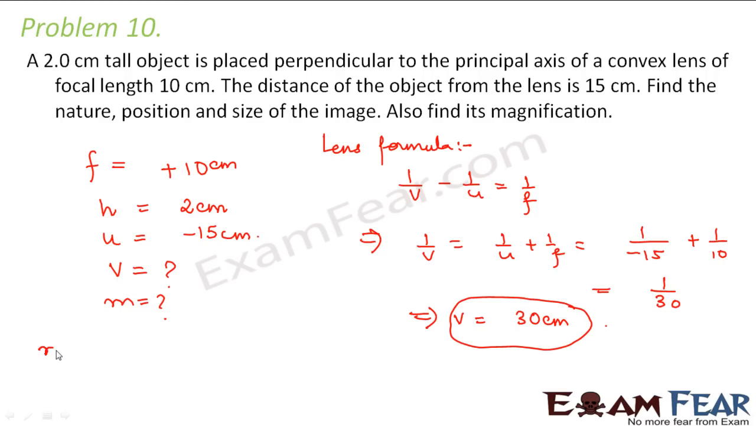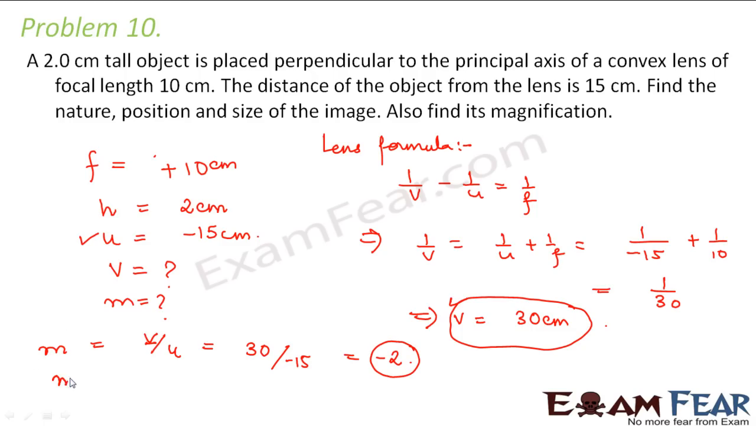So now we have to calculate magnification, and we know that magnification is equal to, what would be the magnification in this case? Magnification is equal to V by U, or equal to H dash by H, that is size of the image by size of the object. So let us first try to calculate the magnification using the image distance and the object distance. So now using the magnification as V by U, we get that V is 30 divided by U is minus 15. So it comes out to be minus 2.